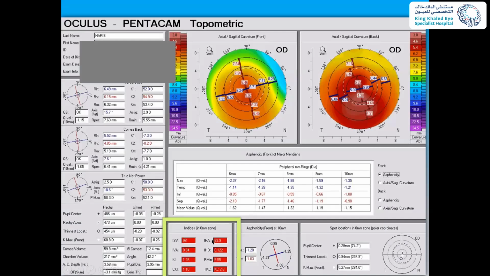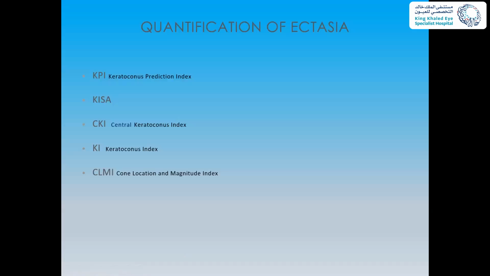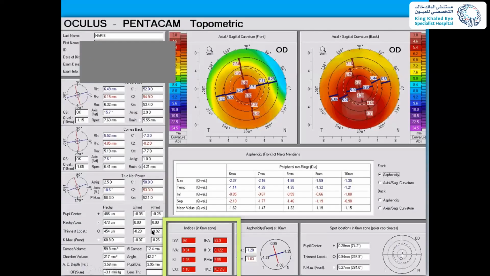And these are the indices which are used to calculate these different indices, KISA, KPI, CKI, or KI. The indices used are ISV, IHA, IVA, IHD: index of surface variance, vertical asymmetry, height decentration, height asymmetry. Then you use all these indices to calculate and tell whether there's a keratoconus or not. Here it says the keratoconus grade is between 2 to 3, and the central keratoconus index is 1.1.